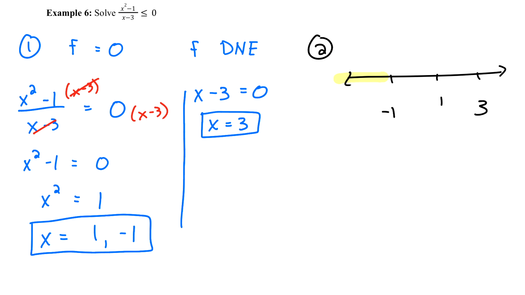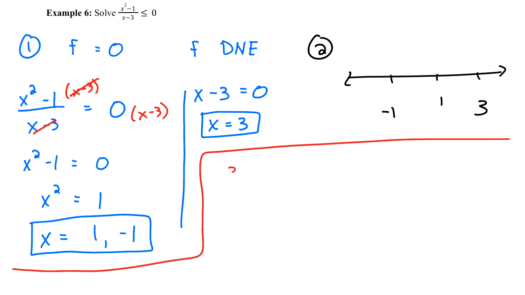So I'm going to take a number to the left of negative 1, and we're going to plug it into our function, which is this whole rational function, x squared minus 1 over x minus 3. So for step 3, which is what we're going to do right now, I'm going to take, let's say, x equals negative 2. Again, we're working on this leftmost interval right here.